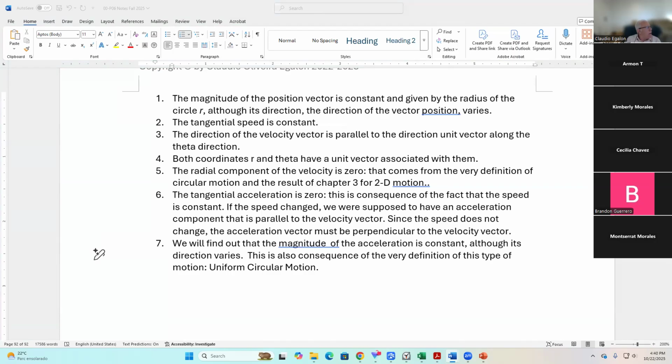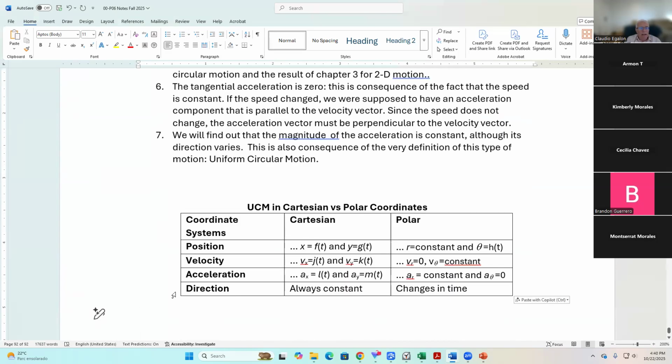So let's take a look at the Cartesian versus polar coordinates for all those three vectors. We have the vector position, we have the vector velocity, we have the vector acceleration.